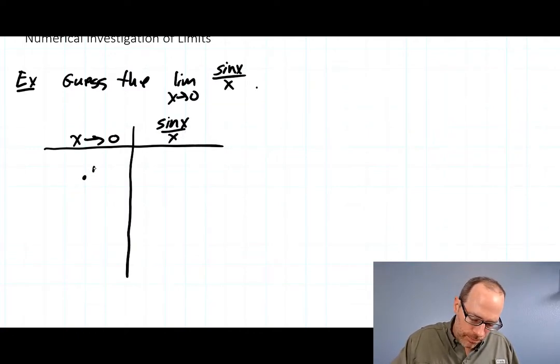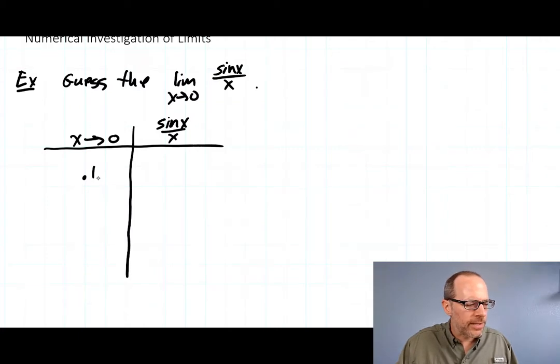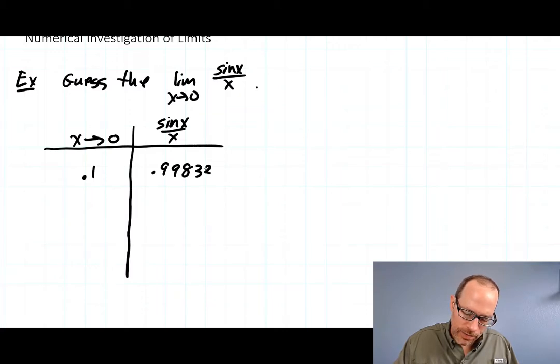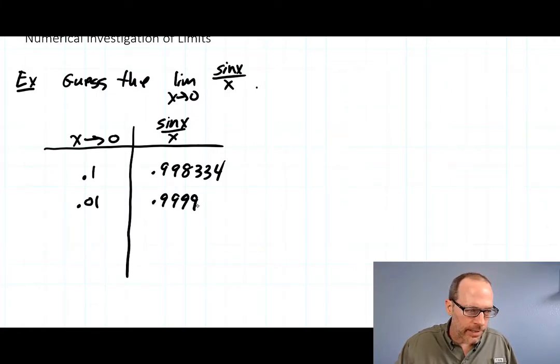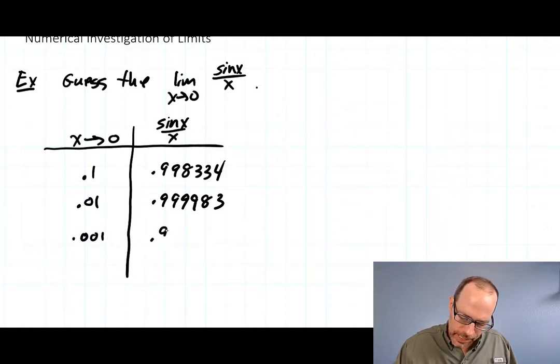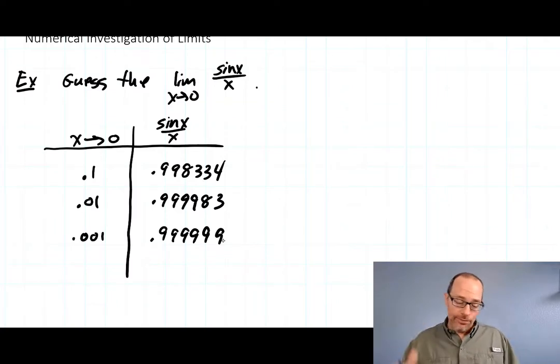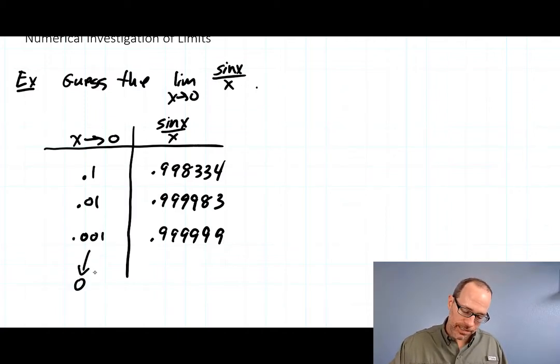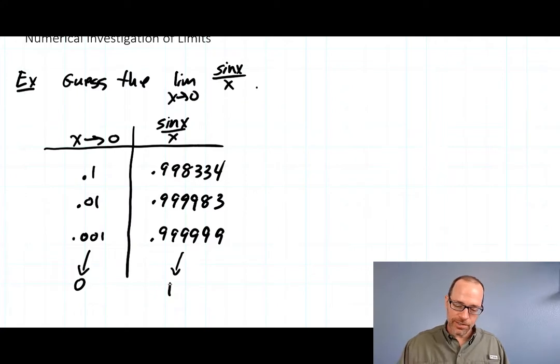So if you plug in 0.1 to sine x over x, you get 0.9983334, etc. If you plug in 0.01, you get 0.999983, and then more decimals. And if you plug in 0.001, you get 0.9999999 and more decimals. Now you can plug in more things on your calculator and continue this, but it seems pretty clear that as this number is heading to 0, this one really looks as if it is approaching 1.